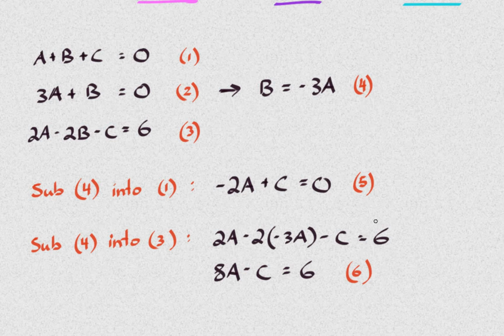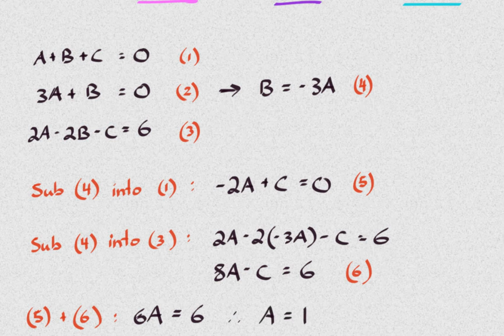Now if we compare equations 5 and 6, these latest two that we've come up with, they just involve a and c, both of them. And what's good is that it's one lot of c and minus one lot of c. So we can simply add them together and the c's will disappear. So minus 2a plus 8a gives us 6a, plus c minus c, that disappears, and 0 plus 6 gives us 6. And so we've now worked out what a is.